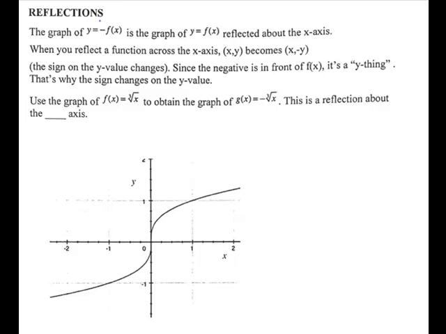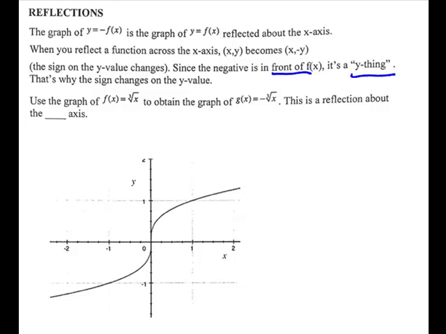The points, when you reflect it, (x, y) becomes (x, negative y), and we'll check that after we do one. The sign on the y value changes. Since the negative is in front of the f of x, it's a y thing. And that's why the sign changes on the y value.